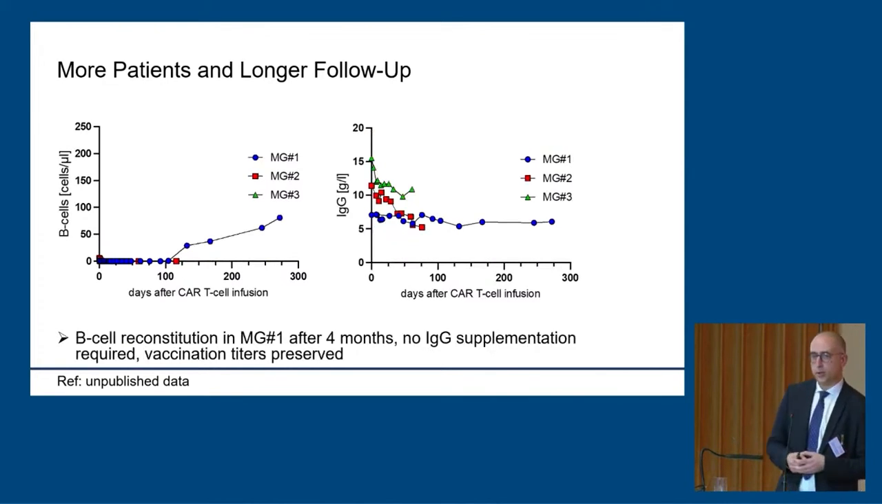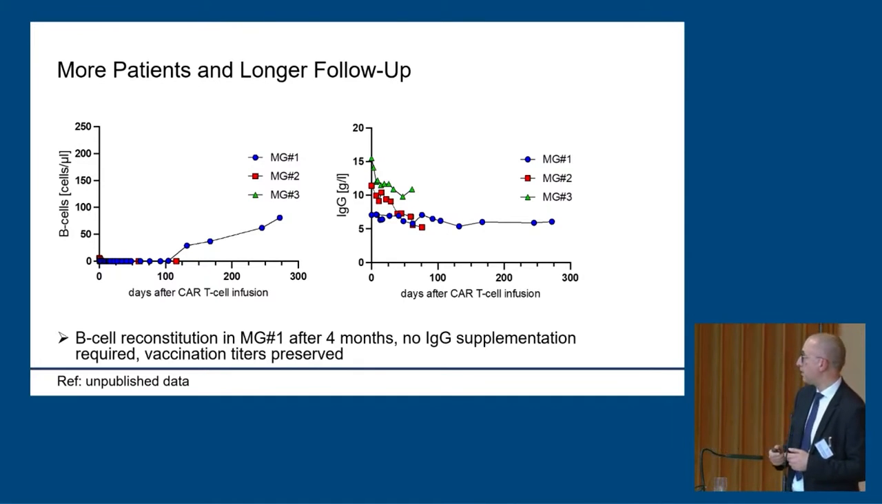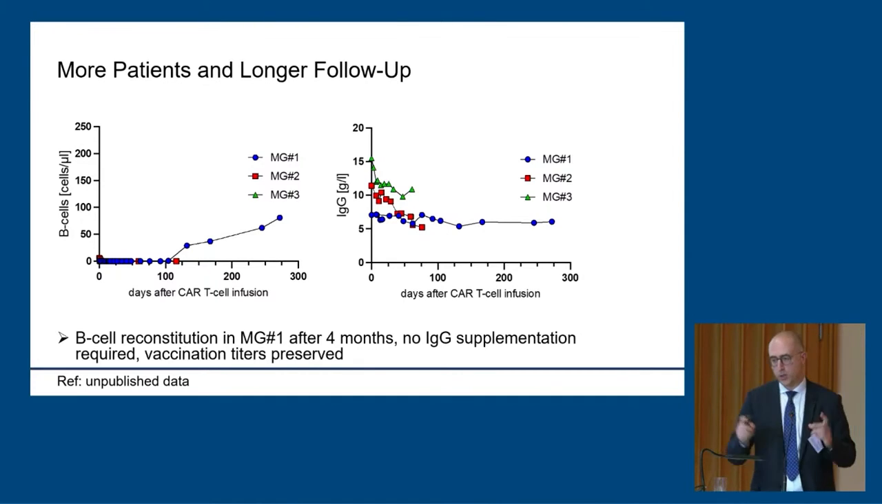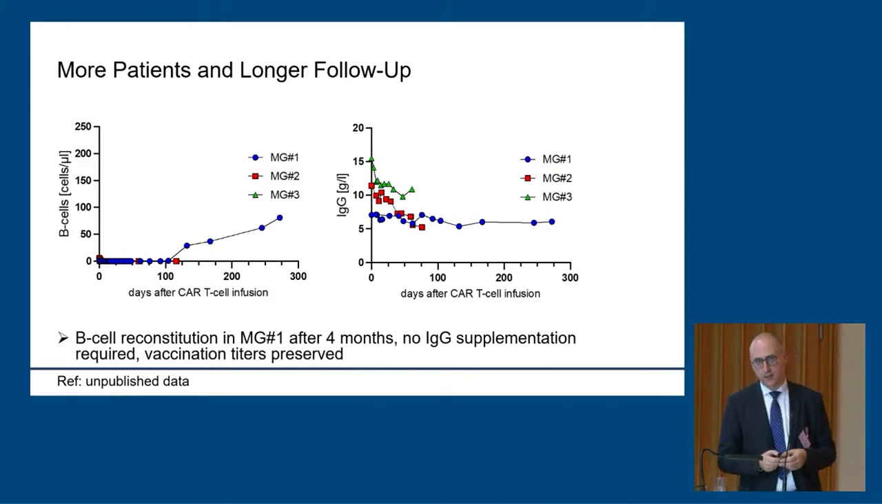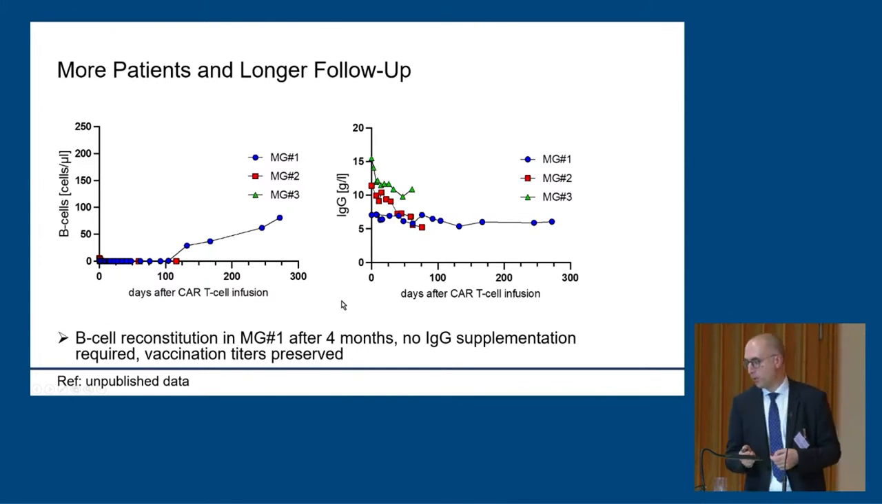In terms of B-cell reconstitution, of course the follow-up time is not that long, but we see B-cell reconstitution after 4 months in patient 1. So this is in the window of 3 to 6 months that we know from autoimmune disorder patients receiving CAR T cells. And so we are eagerly awaiting patients 2 and 3 to reconstitute. Regarding the immunoglobulin levels, you see that they might show a decline, but they remain over 5 grams per deciliter. No IgG supplementation so far, and all vaccination titers were preserved.